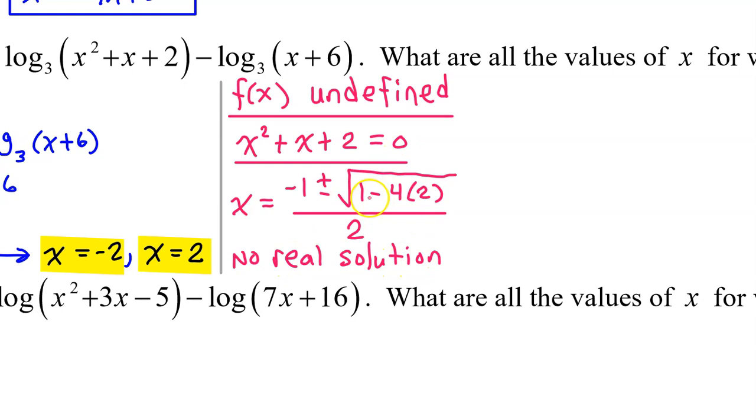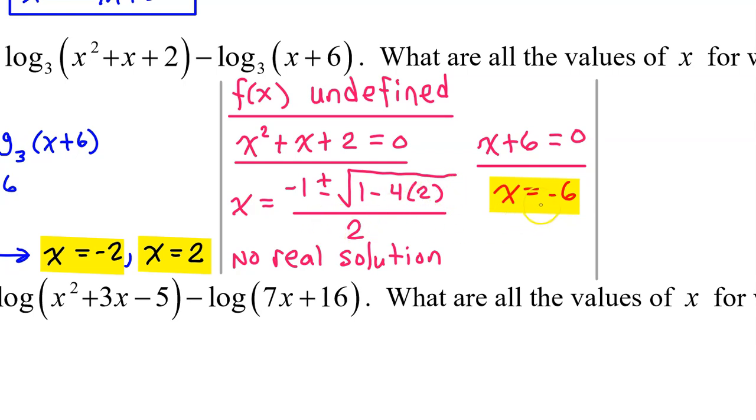That's because under the radical, we have 1 minus 8. That's negative 7. If you take the square root of a negative number, that's imaginary, so we won't have any real solutions here. F of x will also be undefined when x plus 6 is equal to 0. So that means x equals negative 6 is another critical value.